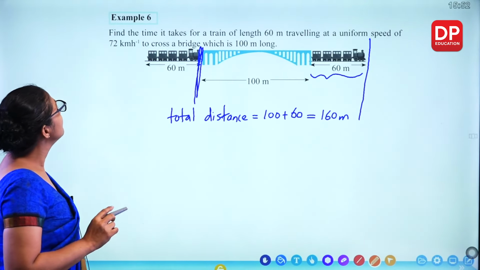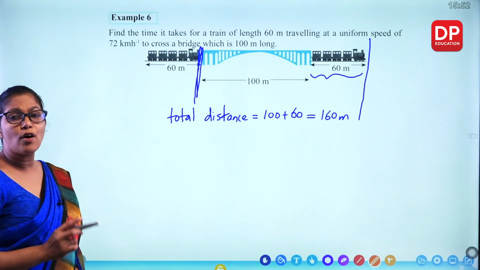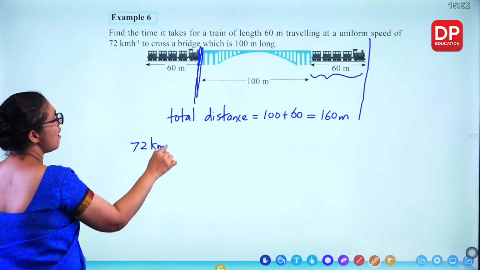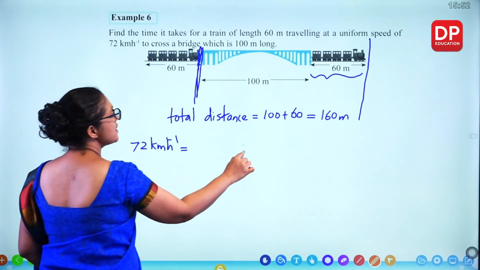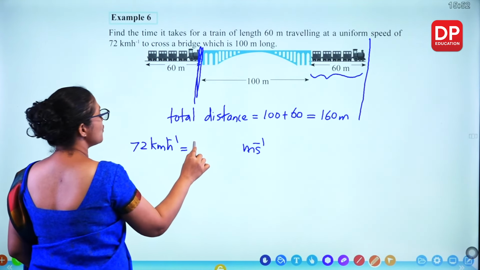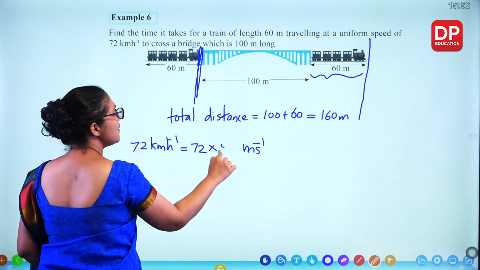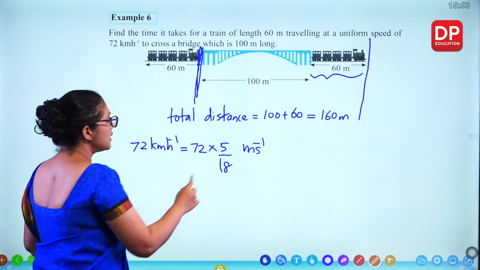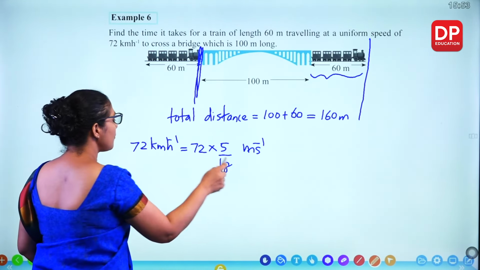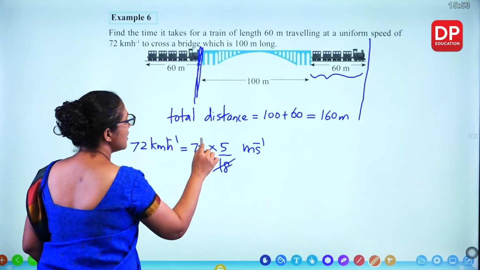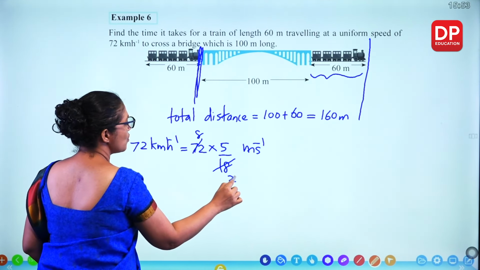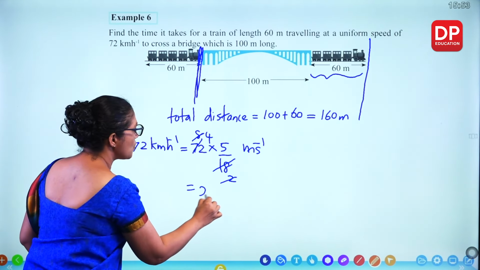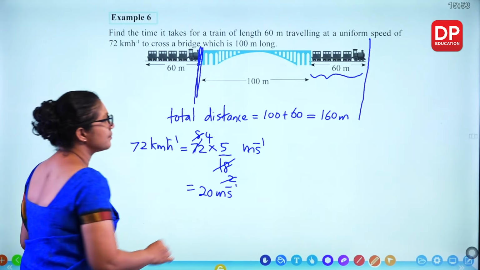Then what's the speed? Speed is in kilometers. So the first step, we'll convert 72 kilometers per hour into meters per second. This is smaller, that means you divide by 18 and multiply by 5. You get 9 times 8, 9 times 2 and 2 times 4. 4 times 5, 20 meters per second.